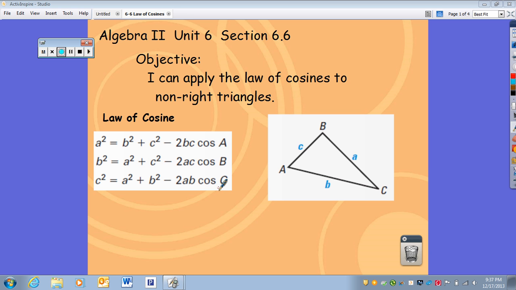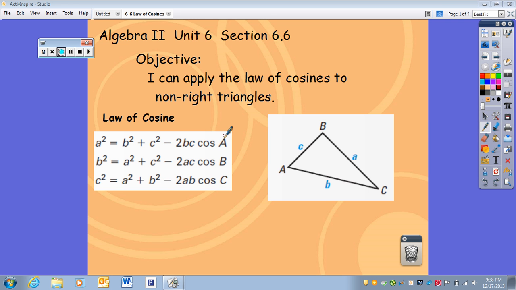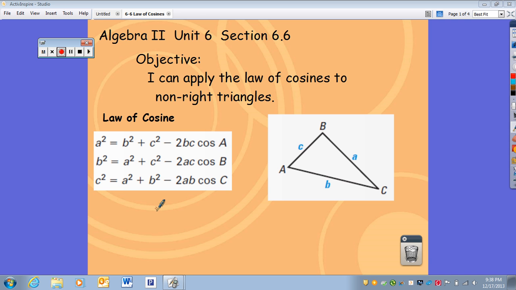In this lesson, we are going to apply the law of cosines to be able to solve either angles or sides or both of non-right triangles. Now, when we take a look at the law of cosines, we want to determine what we should use or when we should use this as opposed to using the law of sines.